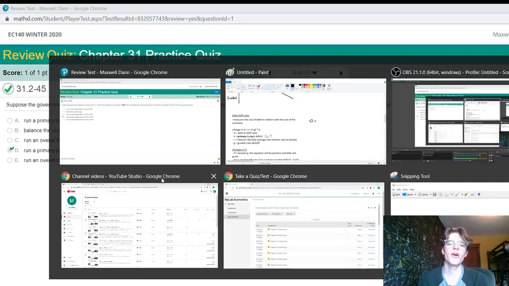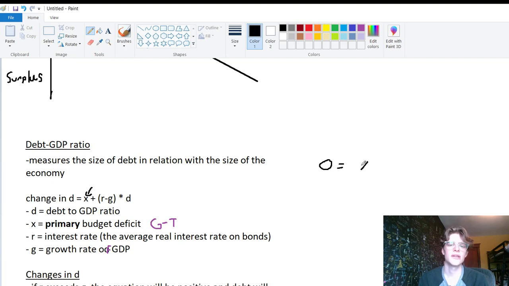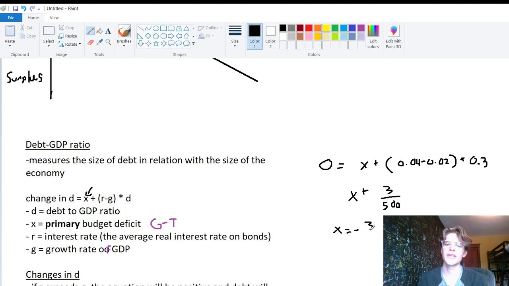So we want to know what X is. So we say X plus the rate was 4% and GDP was growing at a rate of 2%. These should be written as decimals. So 0.04 minus 0.02 times 0.3. And then just doing some simple algebra there, you get 0.02 times 0.3 is some really small number, 3/500. So that means X has to equal -3/500, and we are going to get that into a percentage, so we'll multiply it by 100, which gives us -0.6.